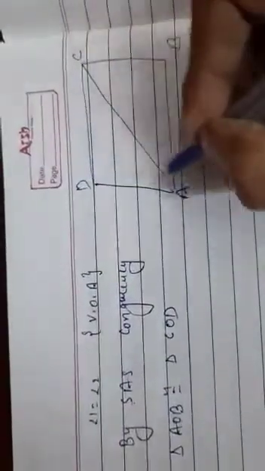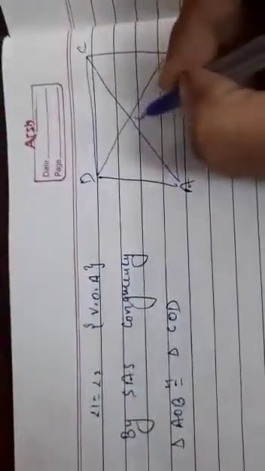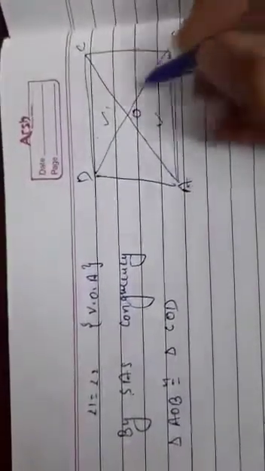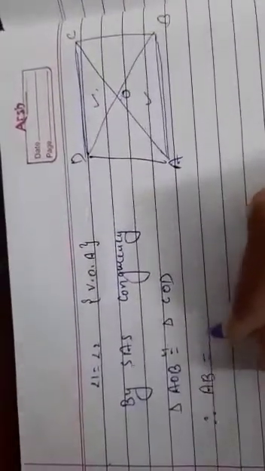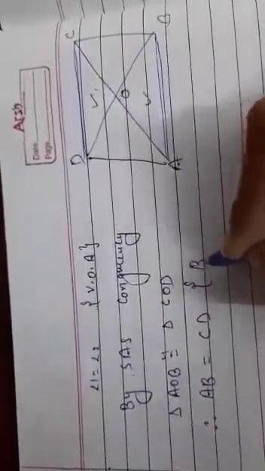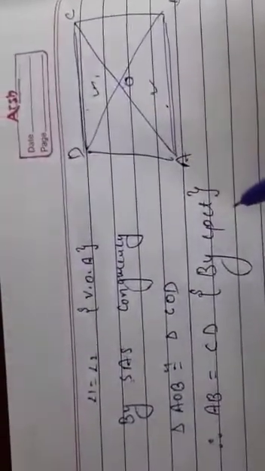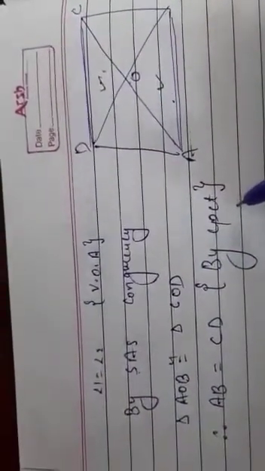This was the figure, A, B, C, D, these are the diagonals. AOB and COD, these two triangles came congruent. Then we can say AB is equal to CD by CPCT. We have done in the last chapter that if triangles are congruent, then the corresponding sides will always be equal. Clear?